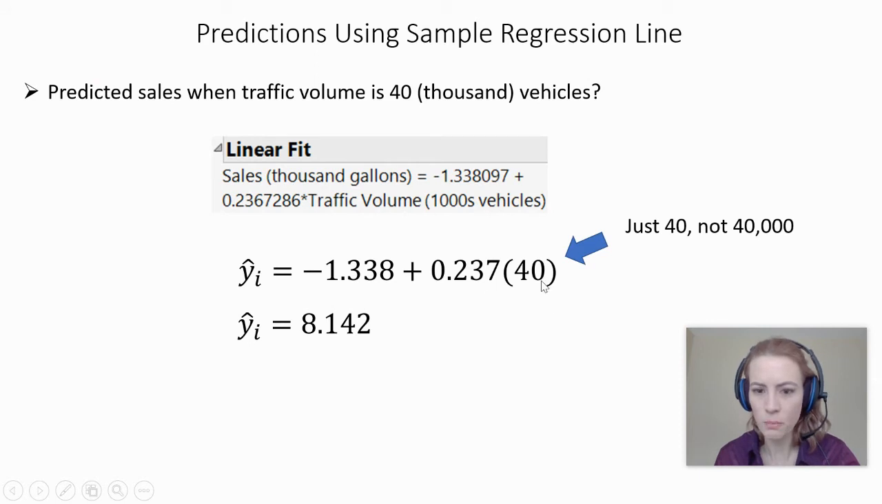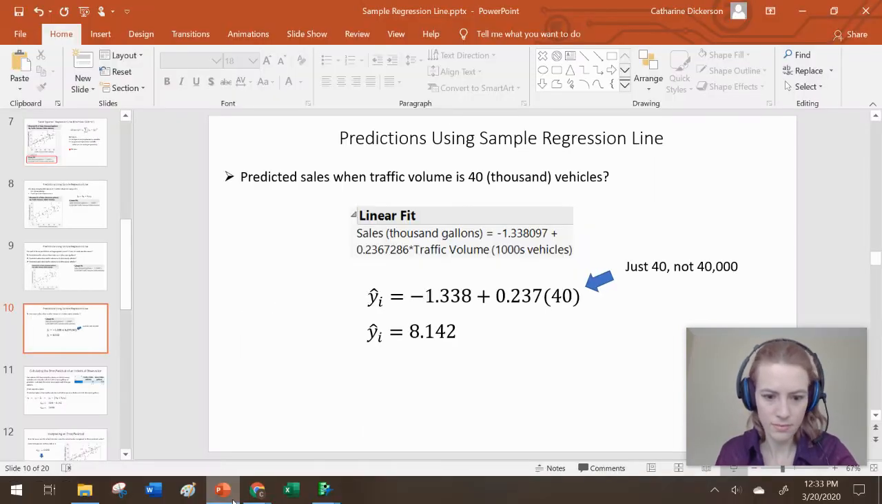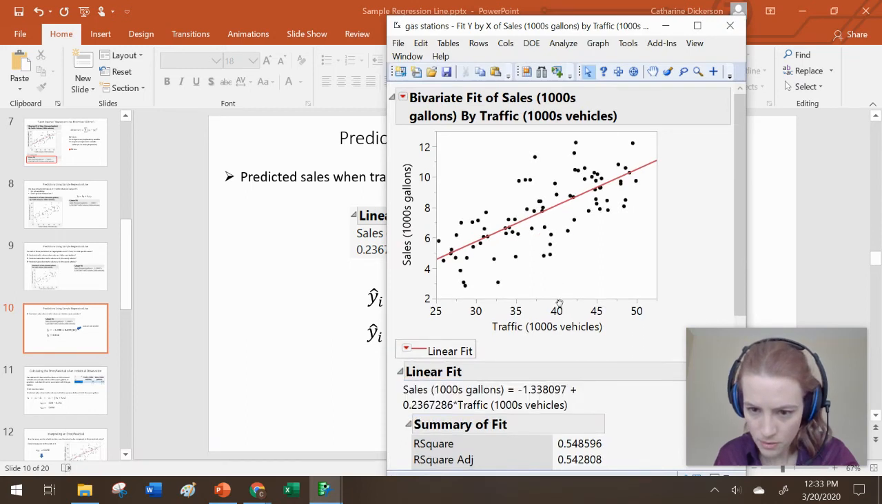Okay, so multiply the slope by 40 and then subtract out this intercept here. And the predicted sales would be 8.142 thousand gallons of gasoline. So at x equals 40, the height of the line, that is, should be 8.142. In JMP, at 40, if we go up, how high is it? It should be at 8.142.